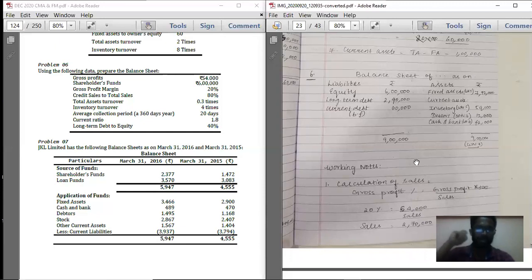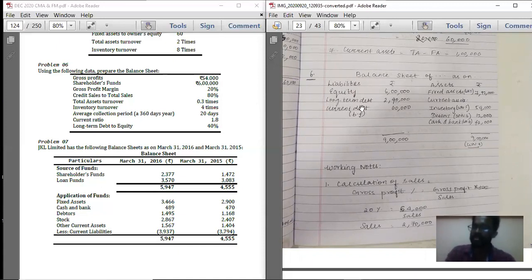Below that, under liabilities, first write equity. They have given shareholders funds directly as 6 lakh. So in the equity amount column put 6 lakh. And in the end they have given long term debt to equity as 40%. So long term debt, below that, open a bracket: 6 lakh into 40%.